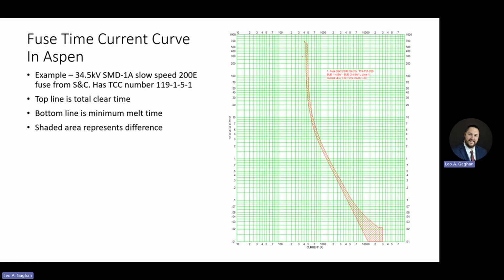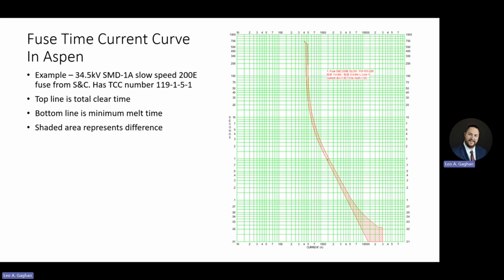So before we talked about the total clear time and minimum melt time. The top region here is the total clear time, and the bottom portion of the region is the minimum melt. Anywhere in between is kind of a situation where you may permanently damage that fuse, but it may not blow and interrupt the fault current. I guess keep that in mind.